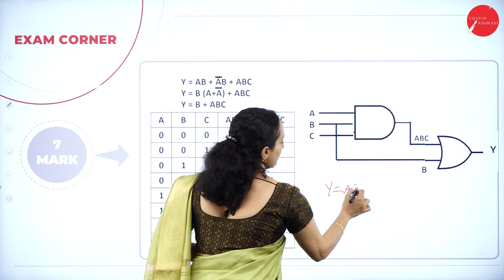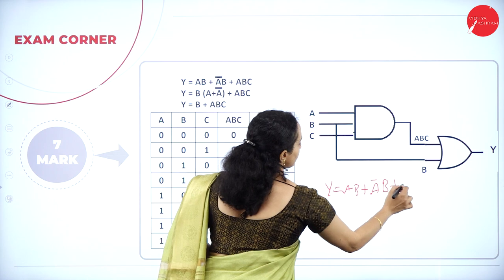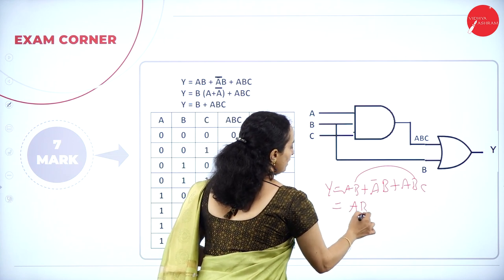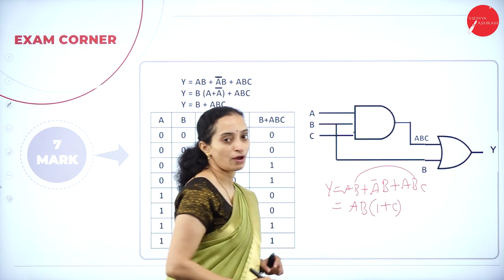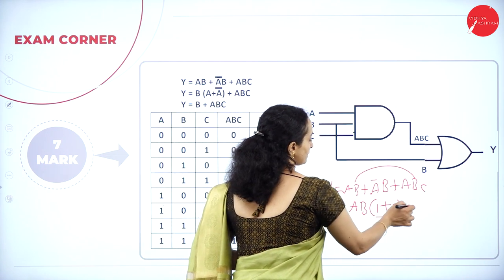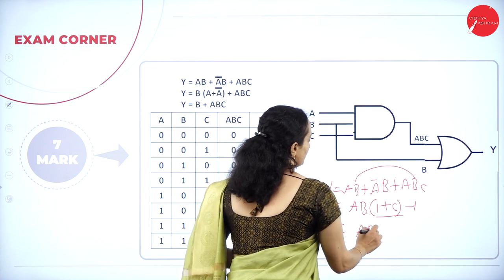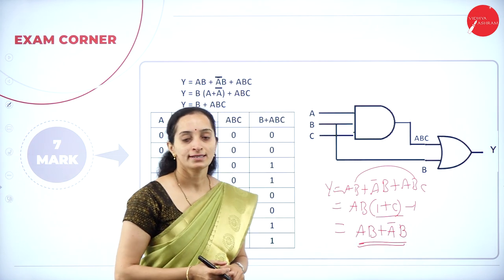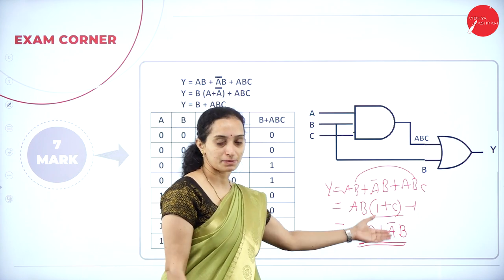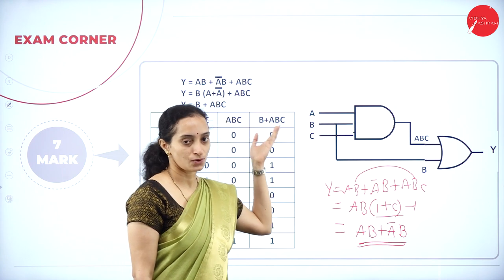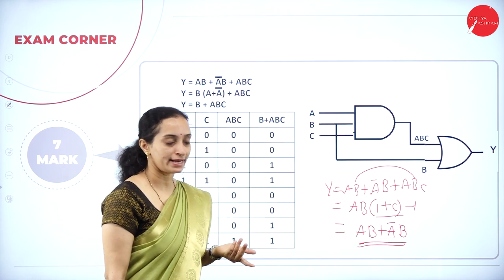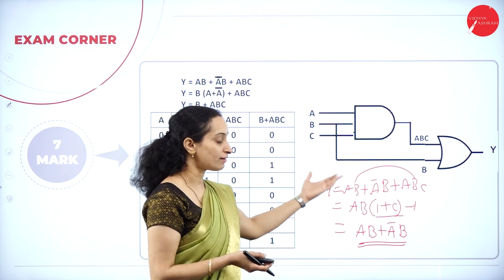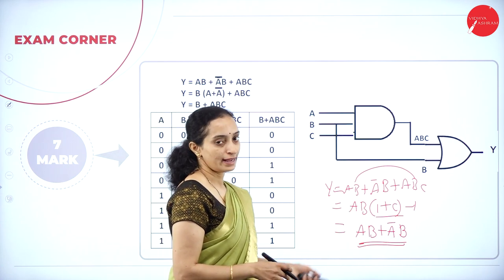Y equals AB plus A dash B plus ABC. Then you can combine these two. It will become AB(1 plus C). So you know about the postulate, one of the postulates, 1 plus C equals 1. So this will become AB plus A dash B. You can use the same expression also, or this one. Anything is okay. So you can use this one or any method that you are comfortable with, or you find you can solve this like this also. So you can do any method.